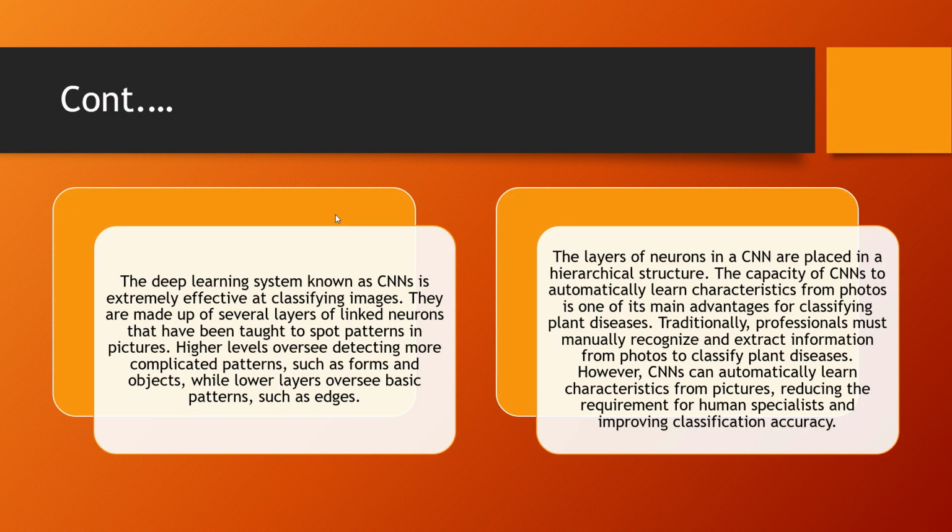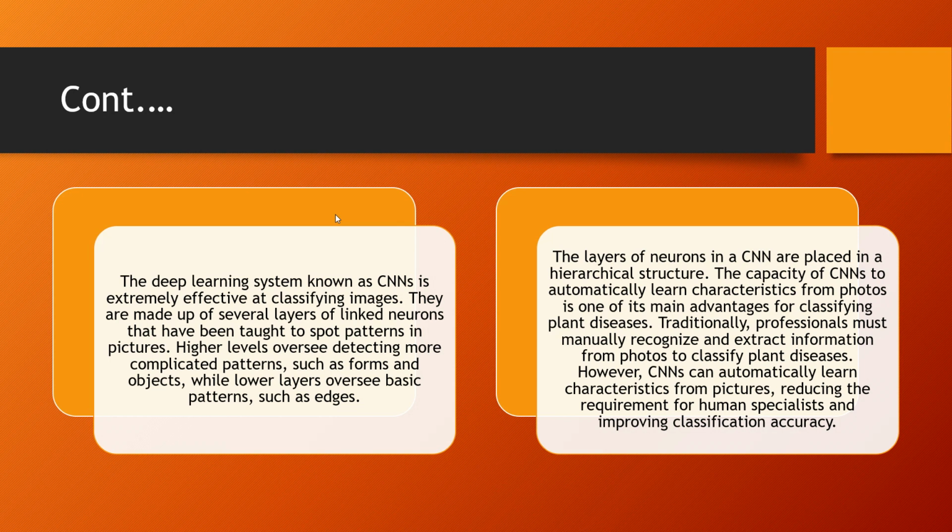To make it simpler, the deep learning system known as CNN is extremely effective at classifying images. They are made up of several layers of linked neurons that have been taught to spot patterns in pictures. Lower layers observe basic patterns such as edges, while higher layers oversee detecting more complicated patterns such as forms and objects. The layers of neurons in a CNN are placed in a hierarchical structure. The capacity of the CNN to automatically learn characteristics from photos is one of its main advantages for classifying plant disease.